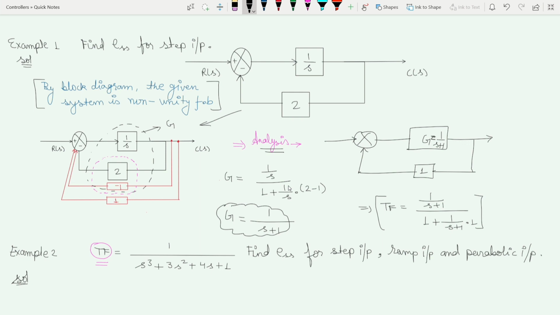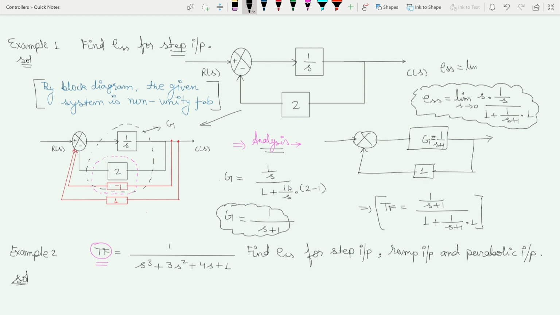Okay, so for the steady state error, if you want to calculate it, it equals the limit as s tends to 0. For the step input we want to calculate, s into R of s, which is 1 by s, divided by 1 plus G of s, which is 1 by s plus 1, and H of s is nothing but the unity feedback system. Okay, so this is the way you can calculate the steady state error.